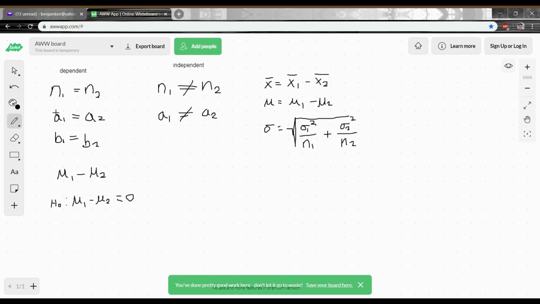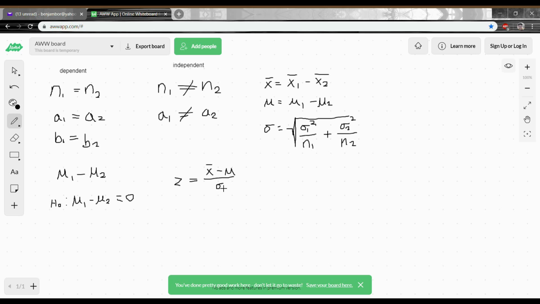This test is going to be run in a very similar way to every other hypothesis test that we have run. The difference is we're going to calculate our test statistic differently, but it's not going to be too different because before, remember, the basic equation for the test statistic is x bar minus mu divided by sigma.